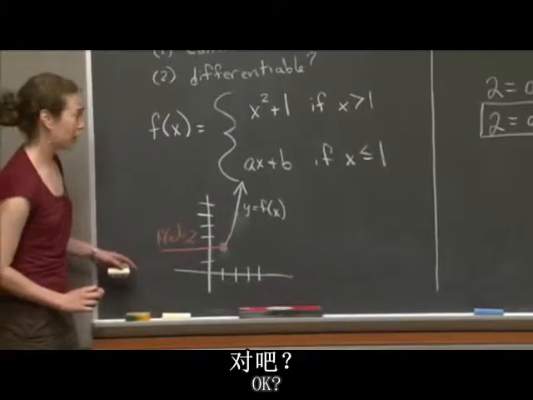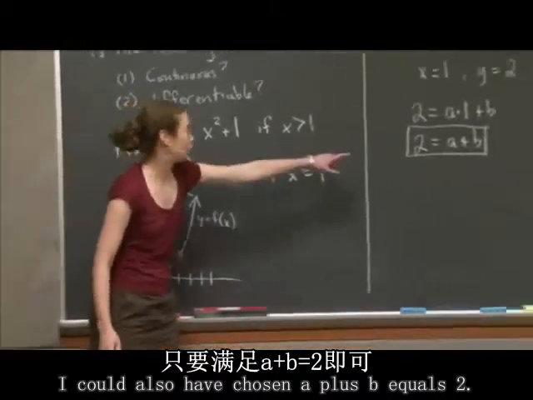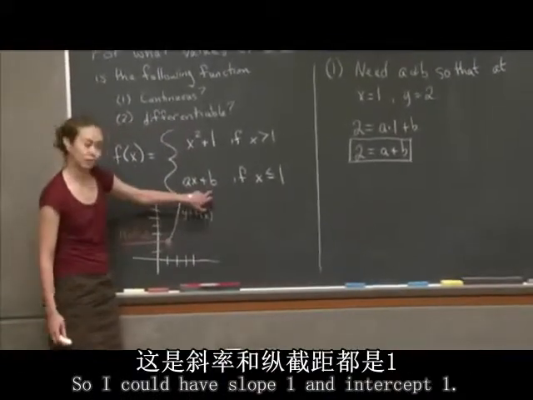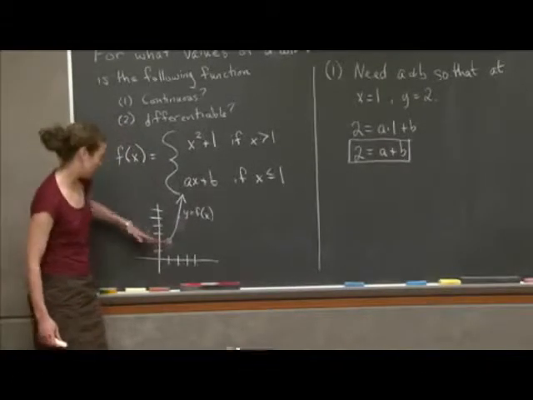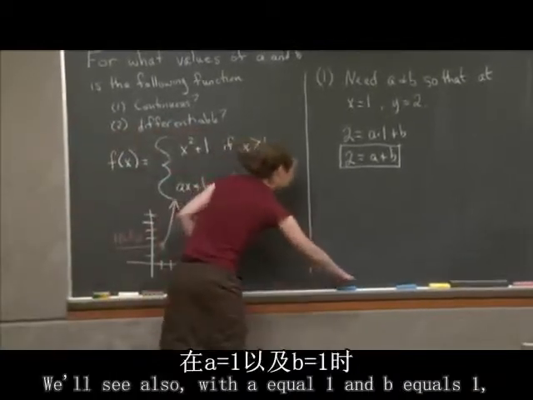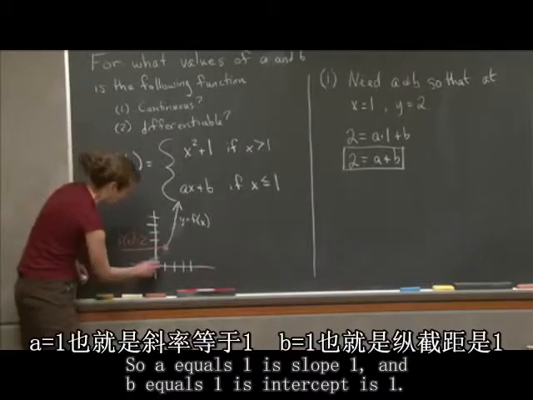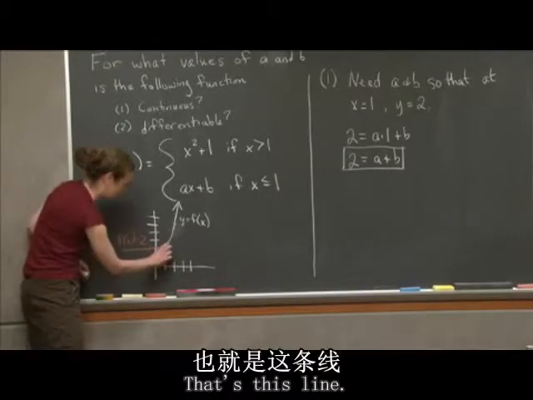I could also have chosen a plus b equals 2 with a equals 1 and b equals 1. So I could have slope 1 and intercept 1. Notice, by the way, this one is not differentiable, right? There's obviously a significant break there. We'll see also with a equals 1 and b equals 1, it's also not differentiable. So a equals 1 is slope 1 and b equals 1 is intercept 1. That's this line.